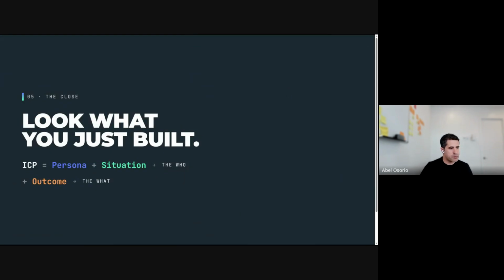So, using this very simple and yet powerful framework, we just build the foundation for our offer. And so we have the persona, the customer that we are targeting, the person that we are targeting, and the situation they are in. So with that, I have the who I help. And then what I help them with, that is the outcome.